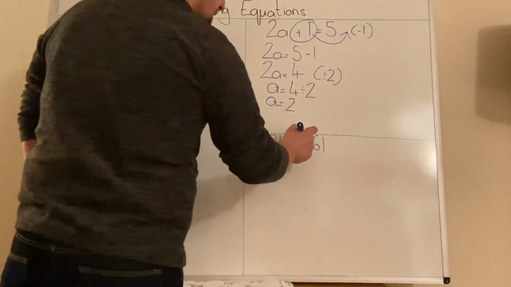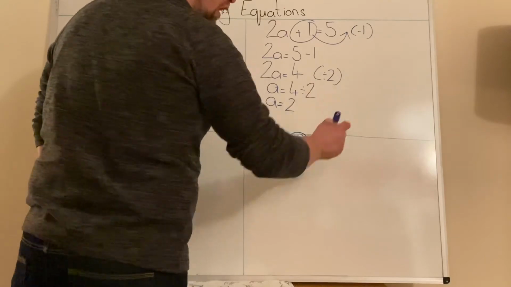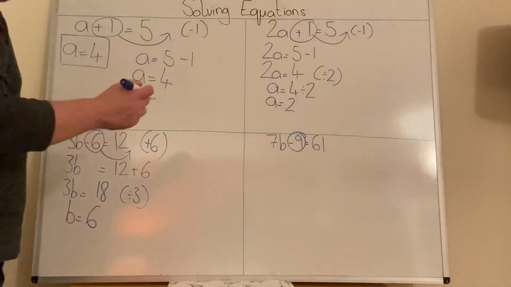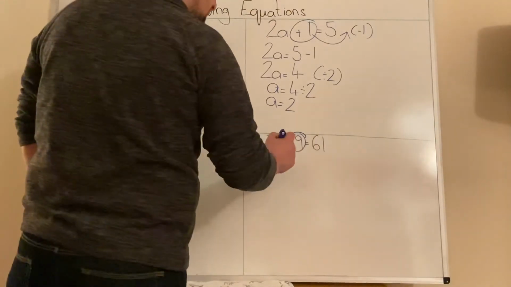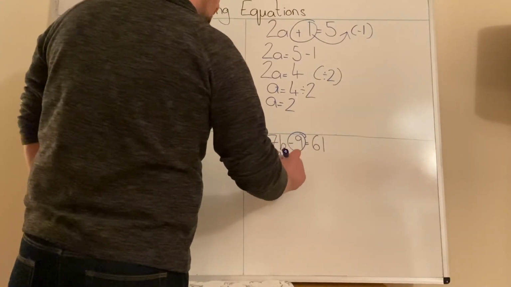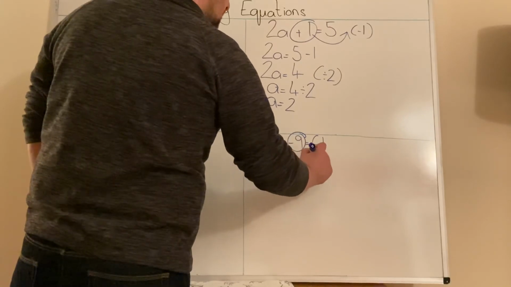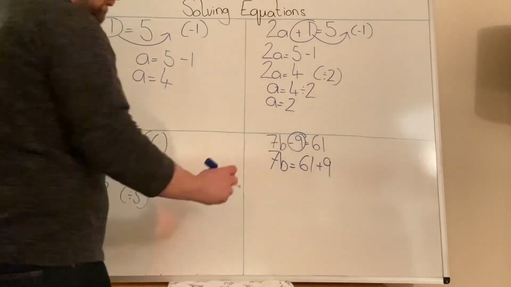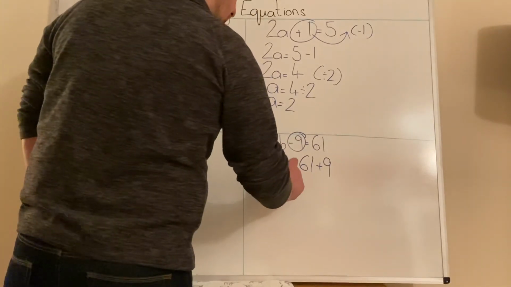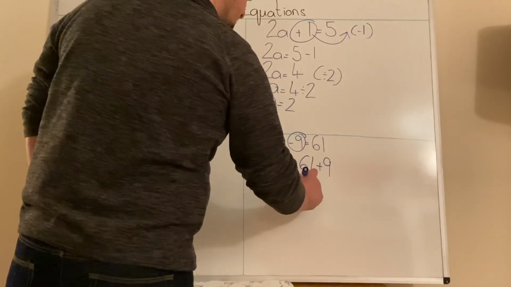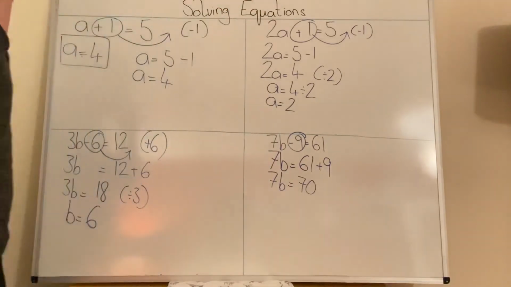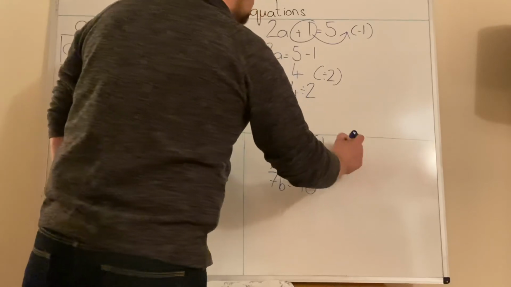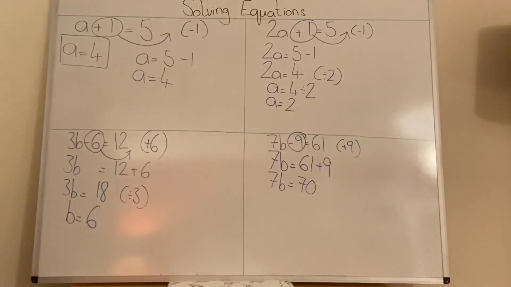So what I'm going to do, I'm going to take this minus 9, I'm going to add it on to the other side. Why am I going to add it on to the other side? It's a minus there, which makes it a plus on the other side. So 7b equals 61 plus 9. 61 plus 9 is 70. What's the next step going to be then?